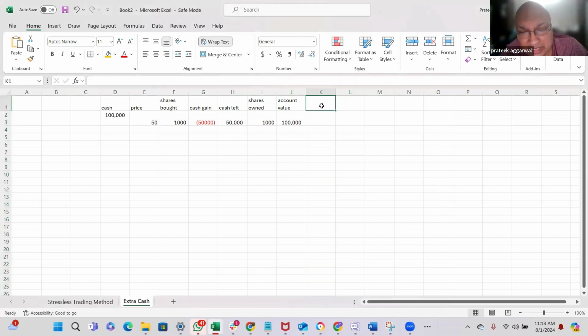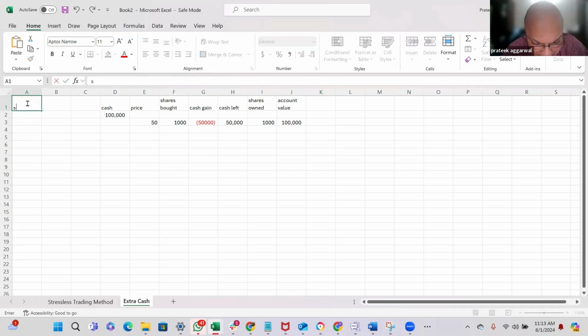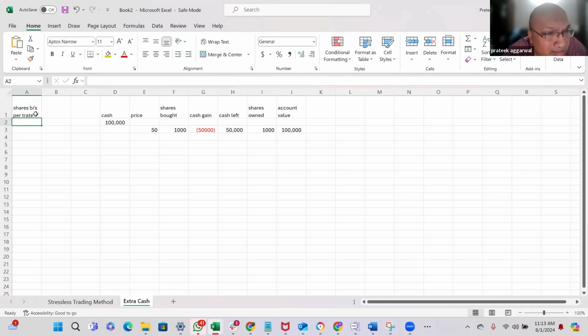Now we already know the strategy pretty well. What we are doing is every time the price goes up by $1, we are going to sell a certain number of shares. And when it drops by $1, we are going to buy a certain number. So let's just decide what that number of shares is. So shares bought or sold per trade. Let us say that is 10.